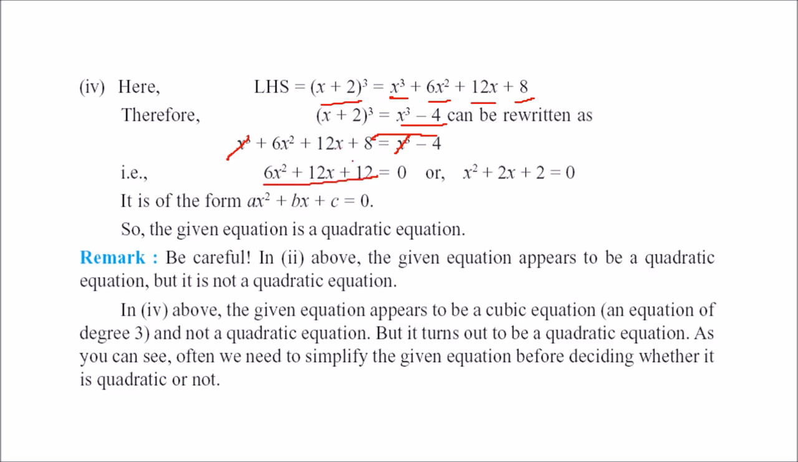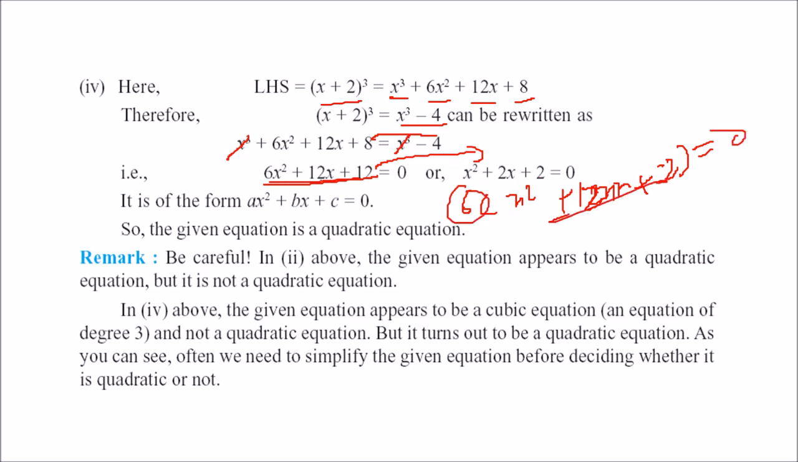One thing I would like to highlight here is how this equation is represented. Why? Because we know that we have 6 in common, so we just take 6 common: 6 into x square plus 2x plus 2 equal to 0. Now 6 cannot be 0, so this has to be 0. That is why we always represent this equation in the minimum terms.